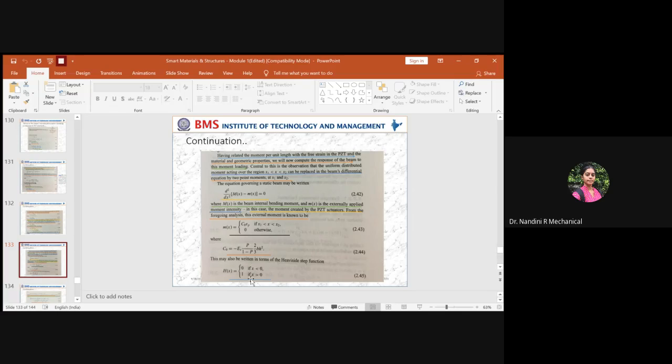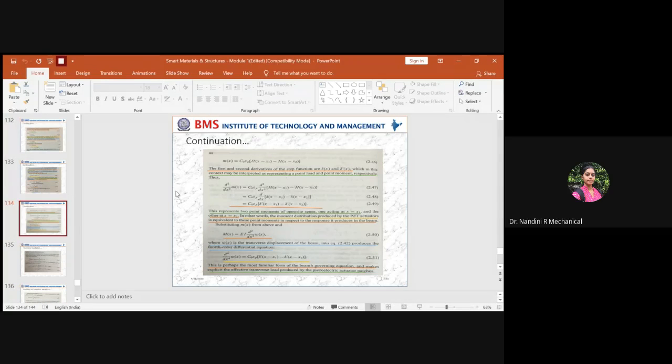So both are the same in different ways. It again depends upon what applications you are using its values for. So based on the requirement, you can go with either the external moment equation or the Heaviside step function. Once that is done, now we have to get a relation between the external moment equation and the Heaviside step function. So how do you do it?